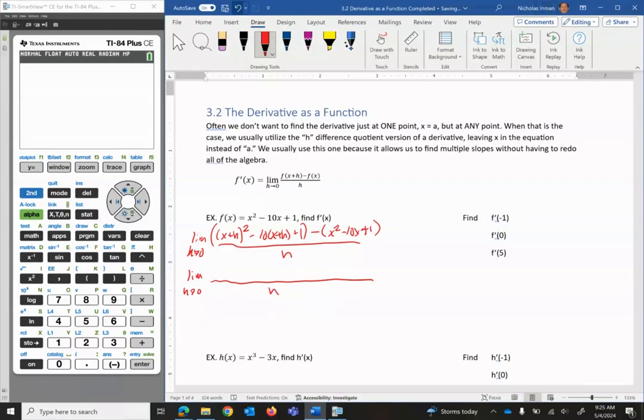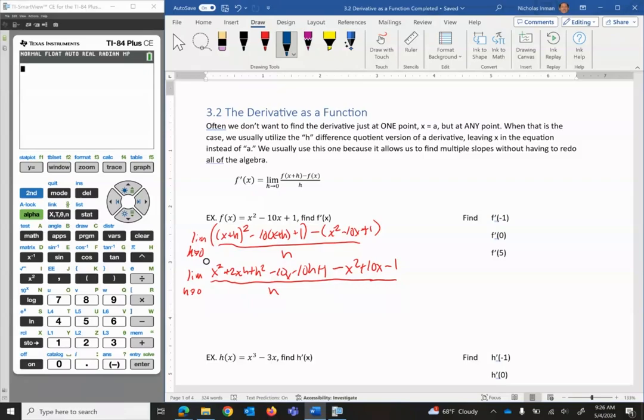All right, so this first thing, x plus h squared would be x squared. X times h would be xh, but h times x is hx, xh. So this would be 2xh plus h squared minus 10x minus 10h plus 1 minus, let's distribute this negative, x squared plus 10x minus 1. All right, when you do this and you do it correctly, everything should cancel out pretty nicely, okay?